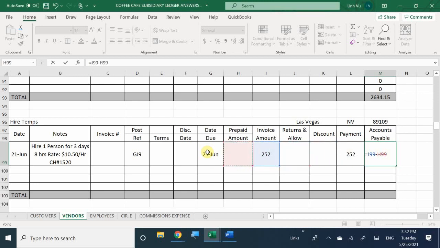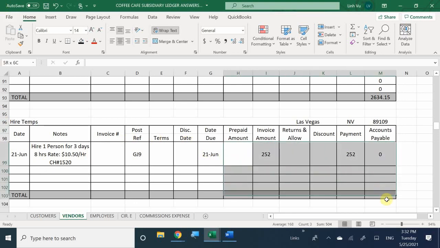And my formula in the end will be equals invoice amount minus prepaid minus returns and allowances minus discount minus payment, and it should show a zero balance. All right. Perfect.